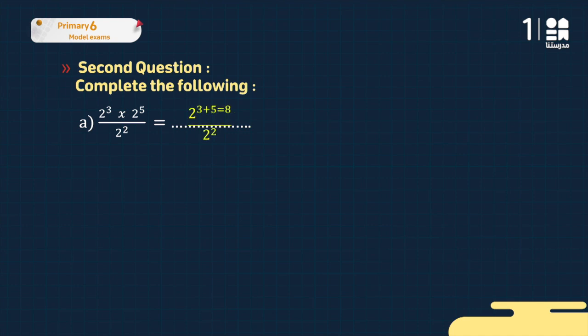Now I have in the numerator 2 power of 8 divided by 2 power of 2. I can take one base as 2 and subtract 2 from the 8. So it will be 2 power of 8 minus 2, so 2 power of 8 minus 2 equals 2 power of 6. Of course, if I'm calculating it, it will be 64.